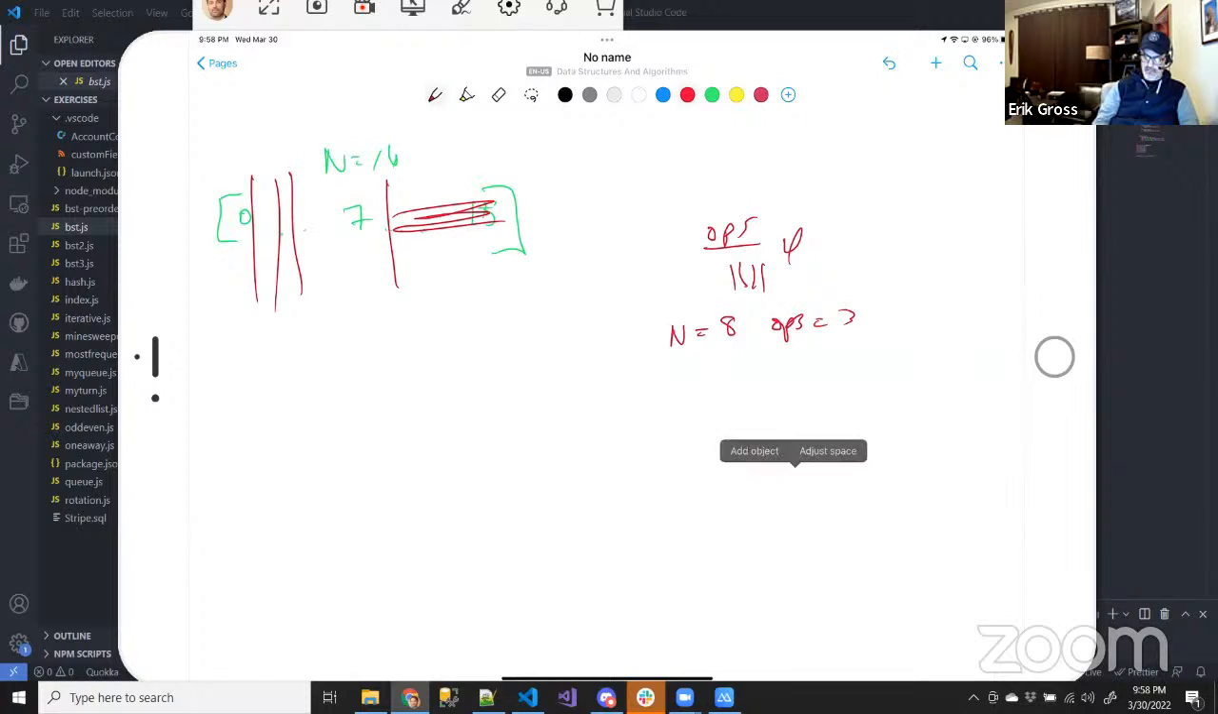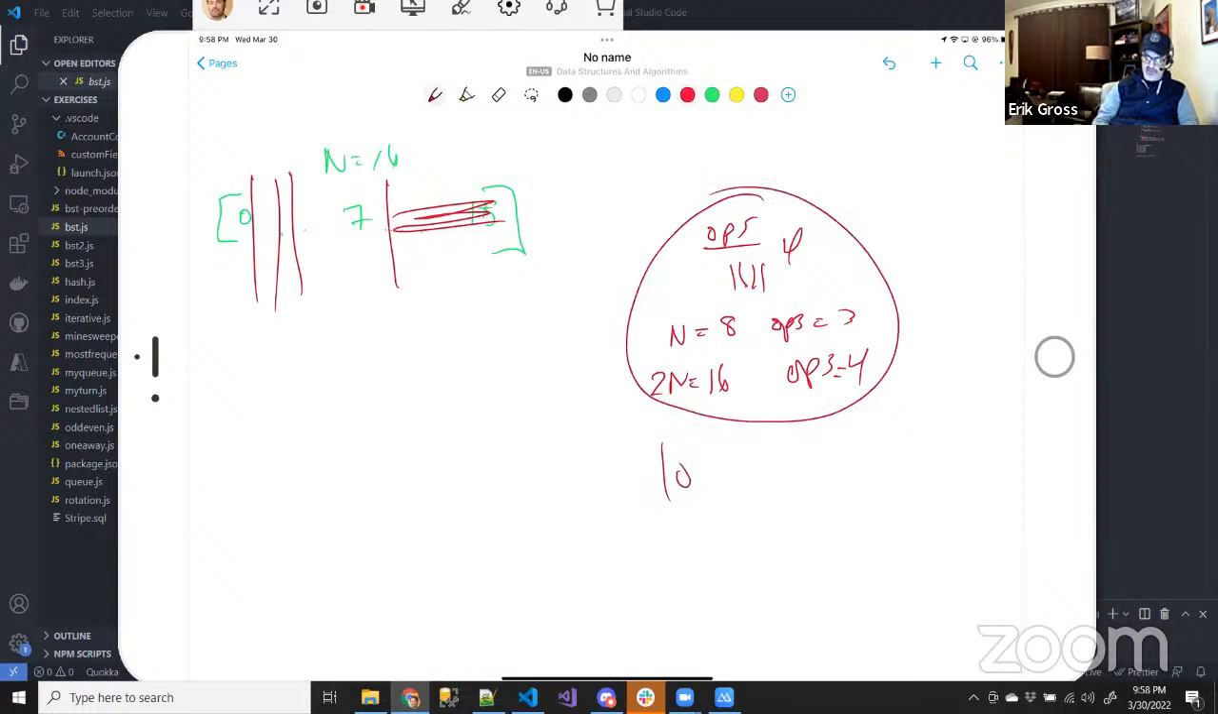So n has doubled. It's 2n. Therefore, it's 16 as the input size, but our operations only went up by 1. This is logarithmic efficiency. Log of n efficiency. And I went, okay.